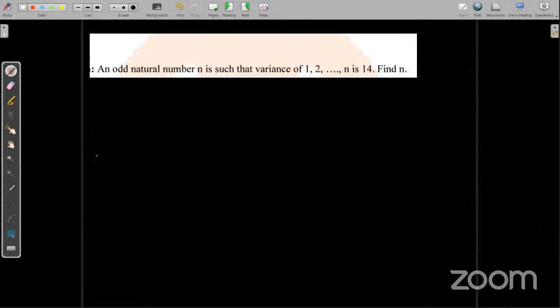Okay, what is given to us in the next question? So here he is talking about an odd natural number such that the variance is given. Variance means what? First of all, variance is nothing but sigma square, which is equal to sigma xi square by n minus mean whole square, sigma xi by n whole square, right?